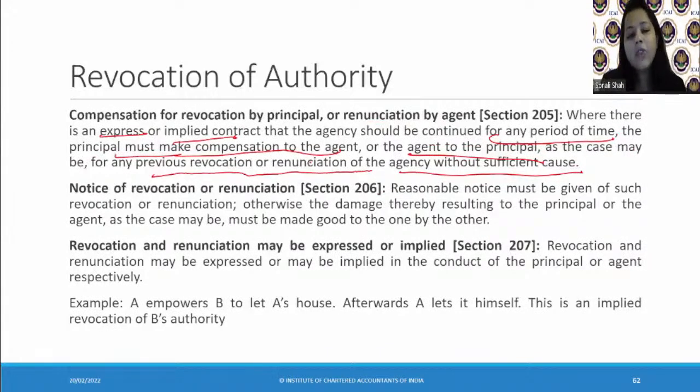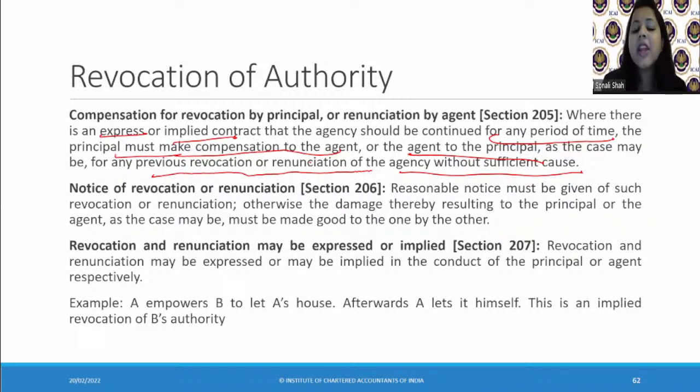Whenever an authority is revoked or renounced, in both cases, a notice of such revocation or renunciation has to be given. Otherwise, there can be damage caused to the principal or the agent. So notice is always important. Take it generally also: if you have given some power to somebody and you're taking it away, intimation has to be there. This is the purpose of section 206.